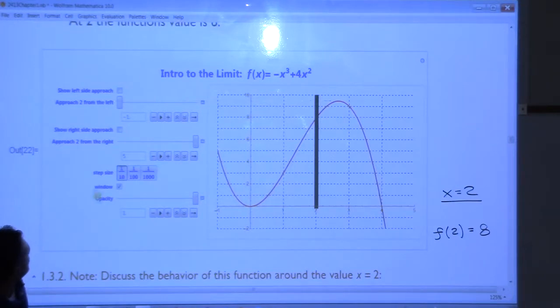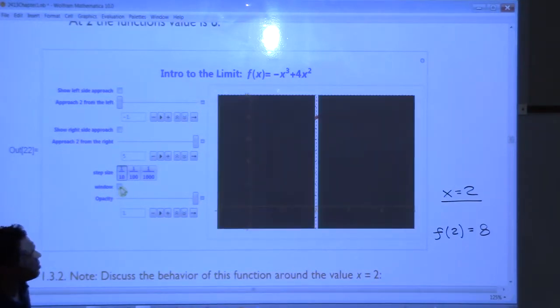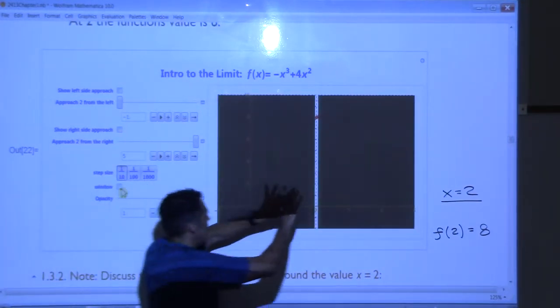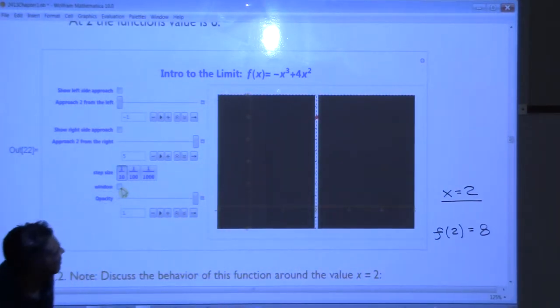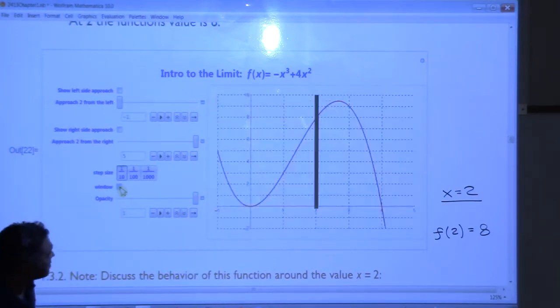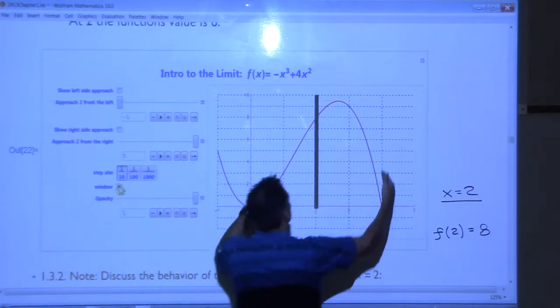If we reverse the window, that's your college algebra problem. Don't look at anything but 2, it's 8. That's college algebra. And if you say, now put your calculus goggles on, now you say, forget what's happening at 2 and look at what's happening near it.